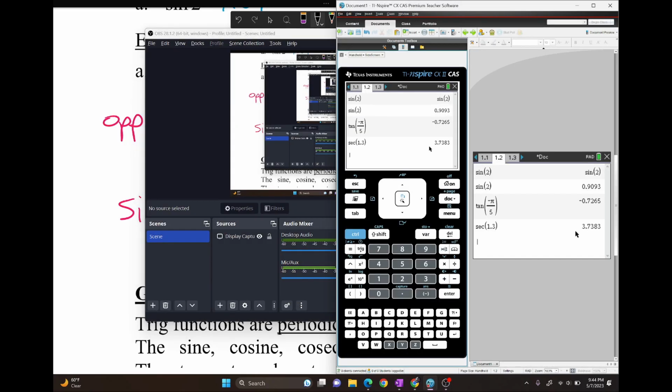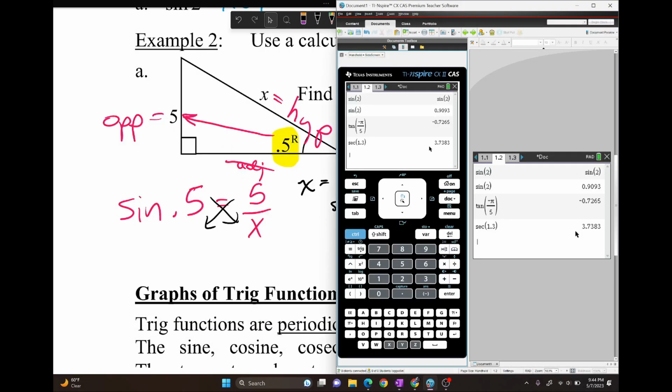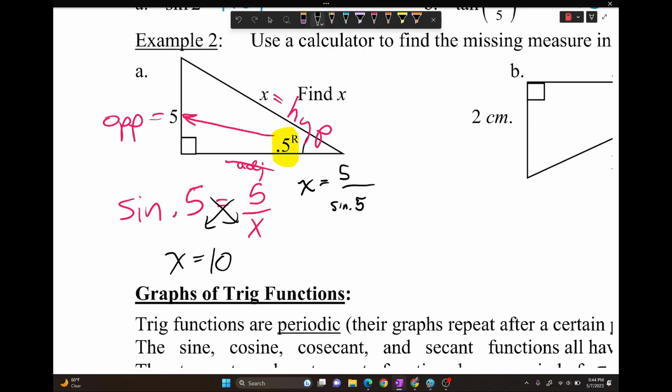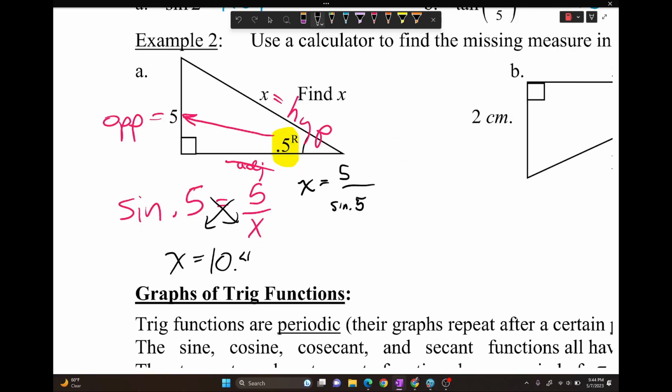Let's see, I want a calculator page. I want it to be sine 5 divided by sine of 0.5 in radians, and control and shift. And what do I get? My answer is that x equals 10.429. And if you did not get as many decimal places as me, then double check your settings on your document.